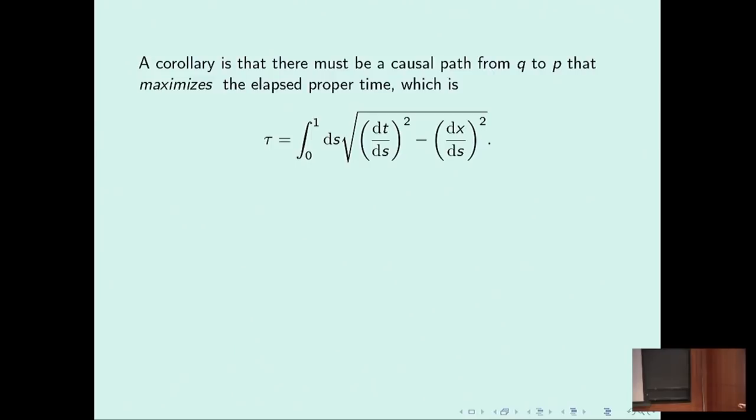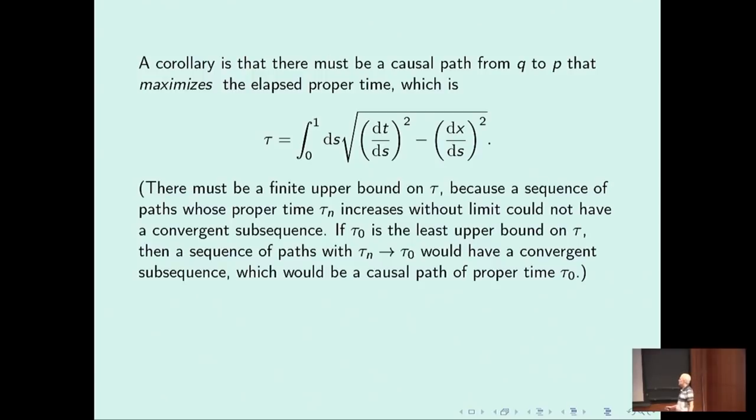Now, a corollary is there must be a causal path from Q to P that maximizes the elapsed proper time, which is given by this usual formula. Well, we have to show that more carefully. There has to be an upper bound on tau, because a sequence of paths whose proper time keeps increasing couldn't have a convergent subsequence. Moreover, if tau 0 is the least upper bound on tau, you could consider a sequence of paths where tau n converges to tau 0, and that would have a convergent subsequence, which would be a causal path of proper time tau 0. So, that would require the C1 convergence.